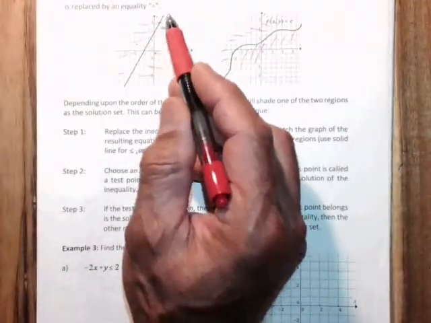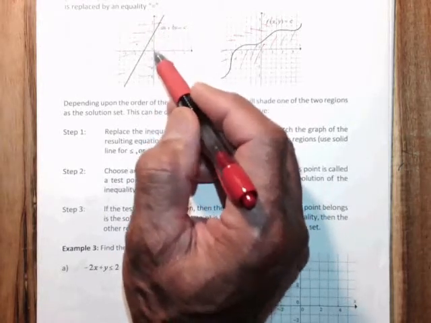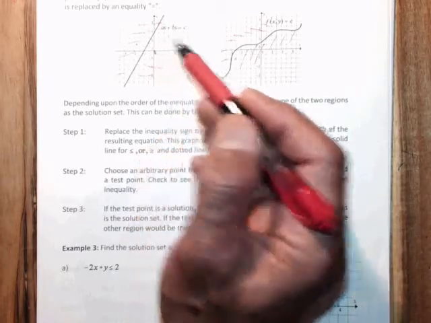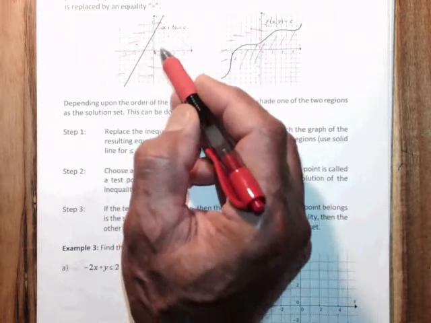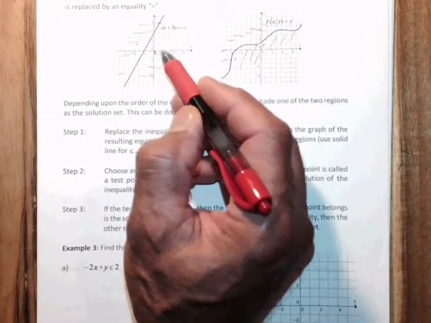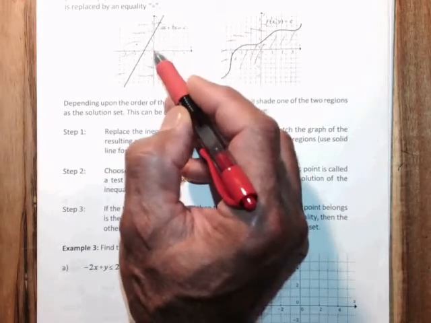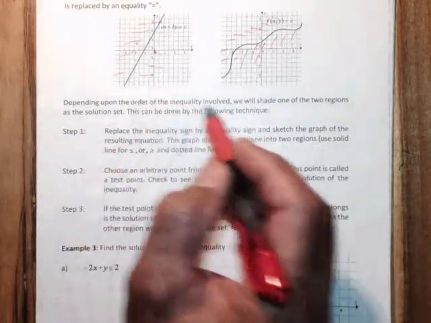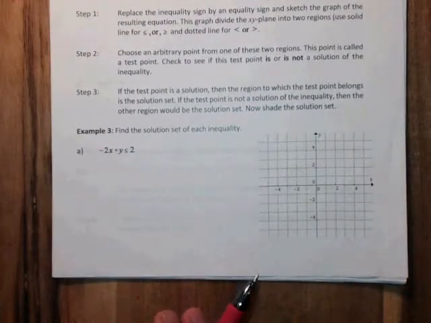For example, if this line doesn't go through the origin, then the origin is the best testing point, because you have 0, 0, you can check. But if it goes through the origin, then you have to use other points, other than the ones on the line that includes the origin. So this way you can determine which side is the solution and then shade it. And I'll show you both with and without a calculator how you can do that.